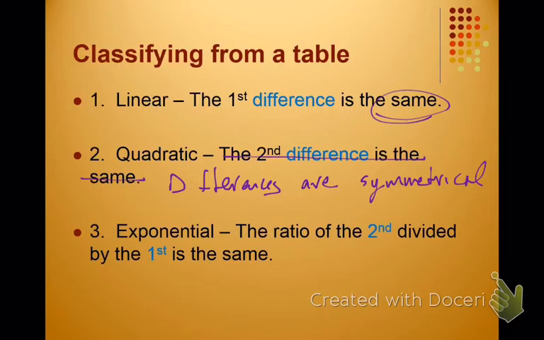And then exponential, if the differences in the y coordinate are not the same down the whole table, whether they're not symmetrical and they're not the exact same, then what we'd want to do is check out the ratio. We'd want to divide the second y coordinate by the first and go all the way down the table doing that and seeing if that division is the same. See if that ratio is the same. And if it is, then it's exponential.